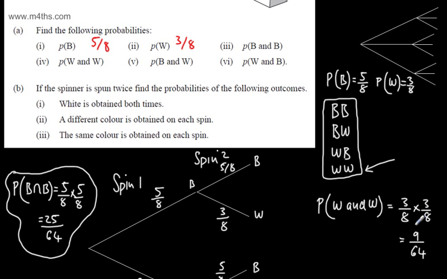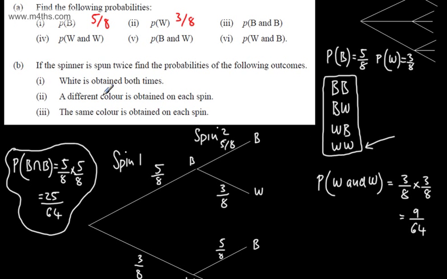Remember, with your probabilities, they can either be fractions or decimals. A different colour is obtained on each spin.